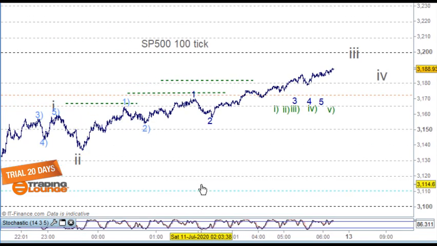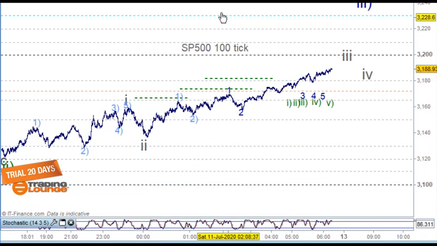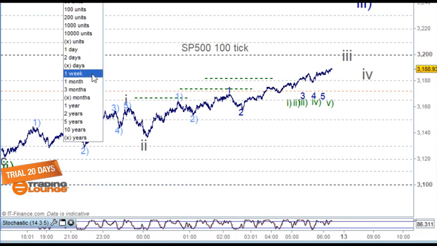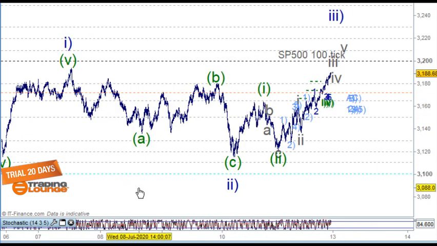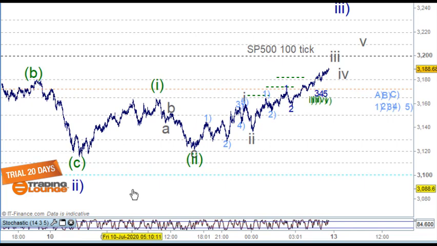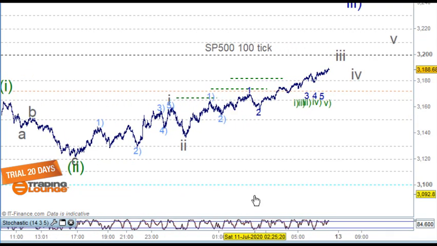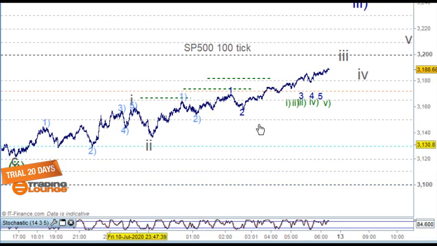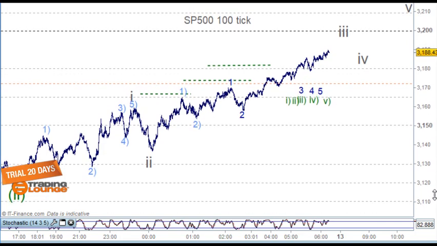So this is the tick chart here, let me bring in a bit of data. A week should do the trick. So this wave 1 will go up to here and so on, but it doesn't really matter at this particular stage. I had started to count it, but it doesn't really matter that much.